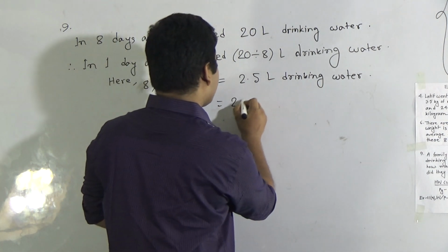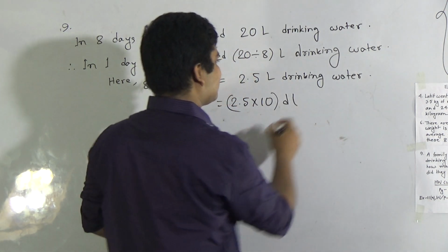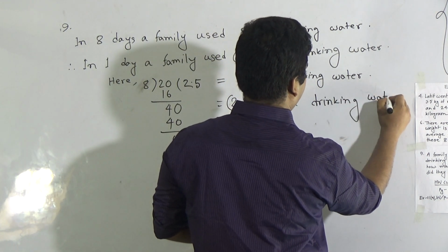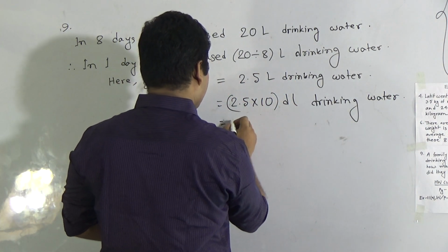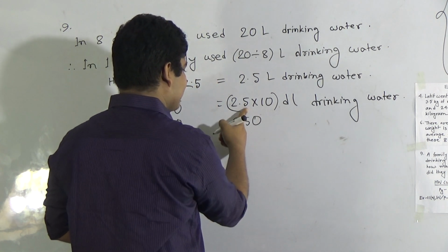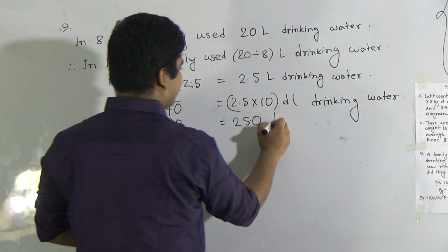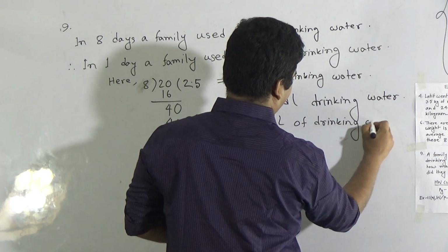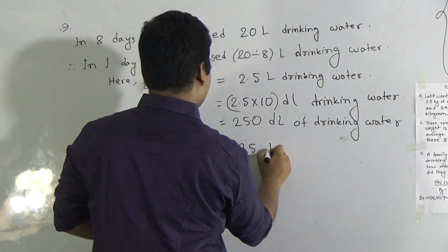Okay, 2.5 multiply 10 DL. DL means deciliter, drinking water. Okay, we multiply 25 by 1 without point, that means 25, and this 0 is placed here. After point there is only one digit, so here we place point after 5, that means 25 deciliter of drinking water, and it is the answer. Answer 25 deciliter.